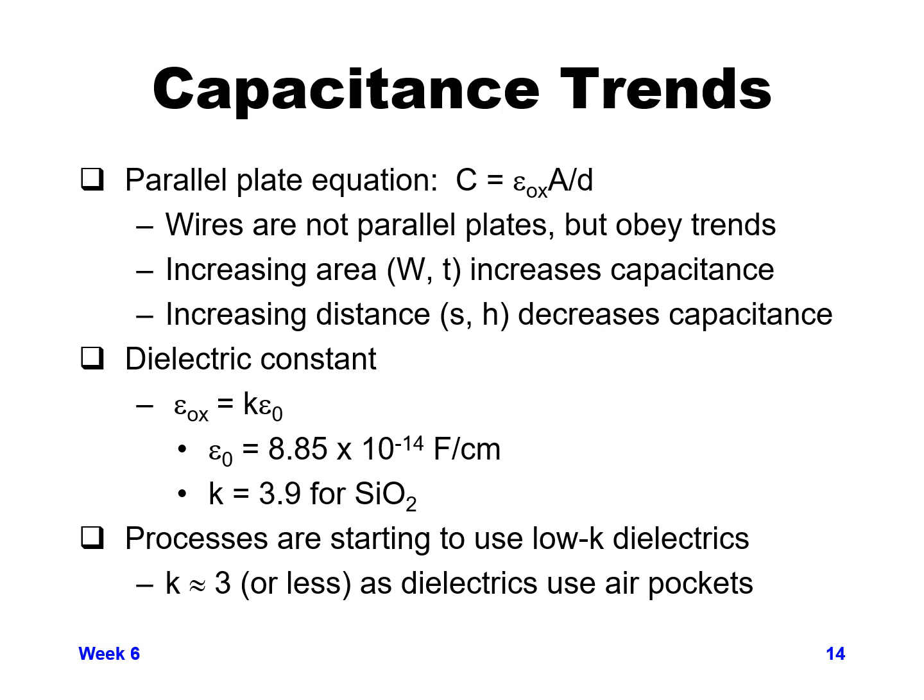Just a couple things to note about capacitance. If we go back and review the parallel plate equation, capacitance is equal to epsilon oxide, whatever your oxide constant is, times the area of the plate divided by the distance between one plate and another plate. While wires are not parallel plates, they do obey the general trend of that equation, which is that if we increase the area of the wire, it will increase in capacitance.